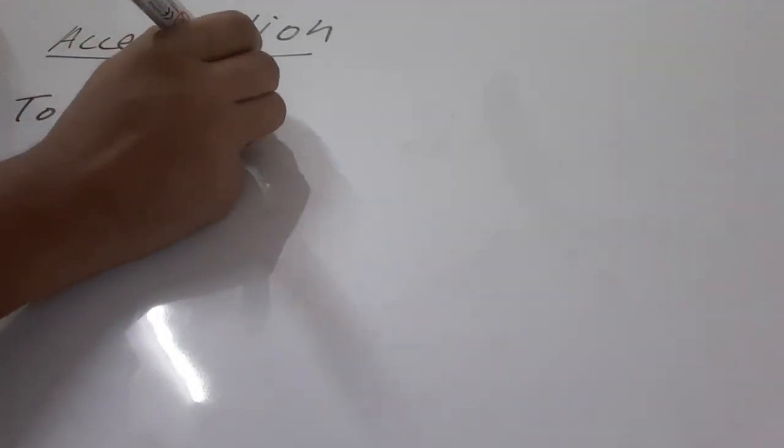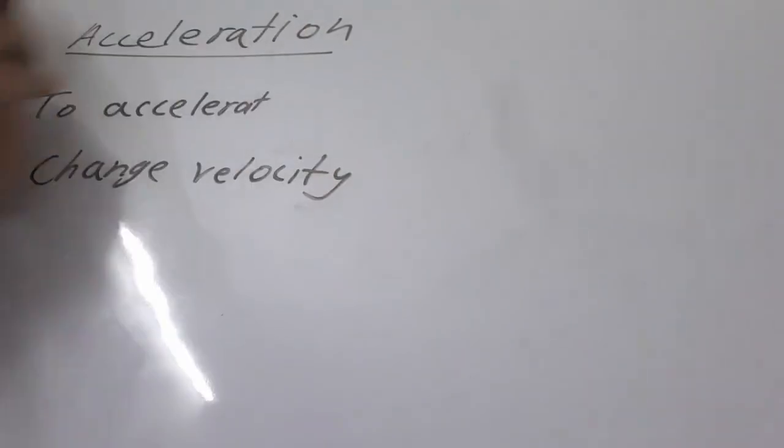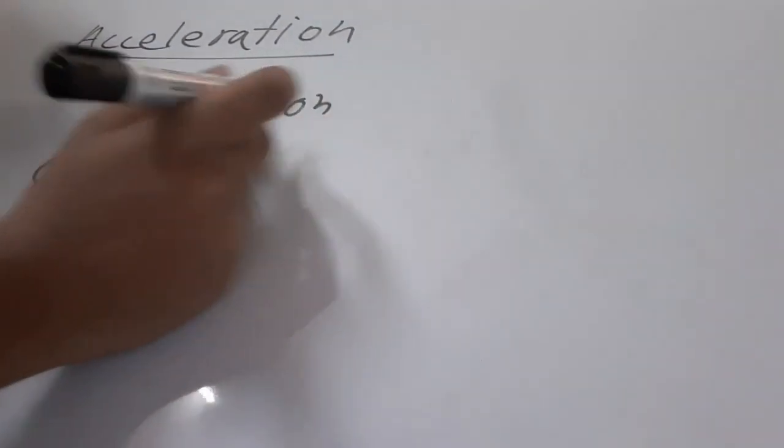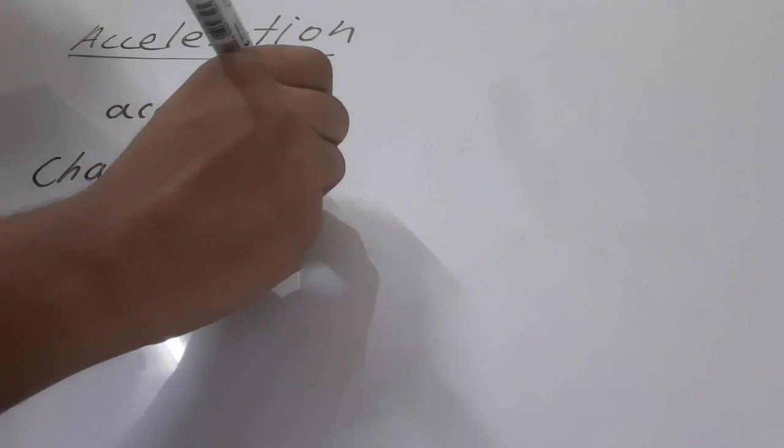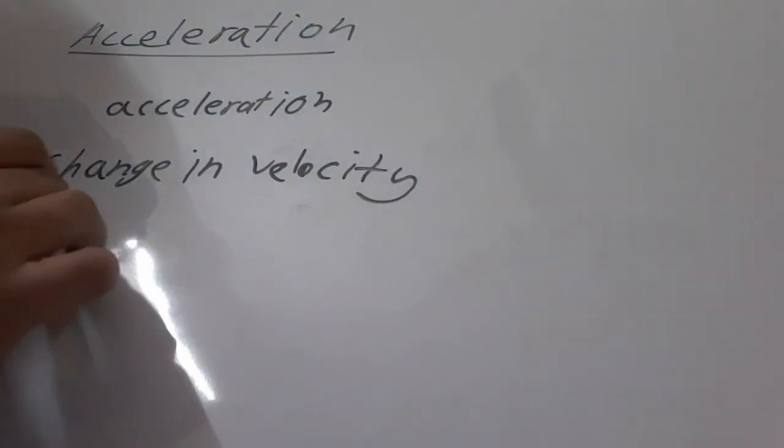So let us first understand what acceleration means. To accelerate means to change velocity. So to accelerate means to change velocity. So acceleration is the change of velocity with respect to time. So acceleration, change in velocity over a certain period of time.